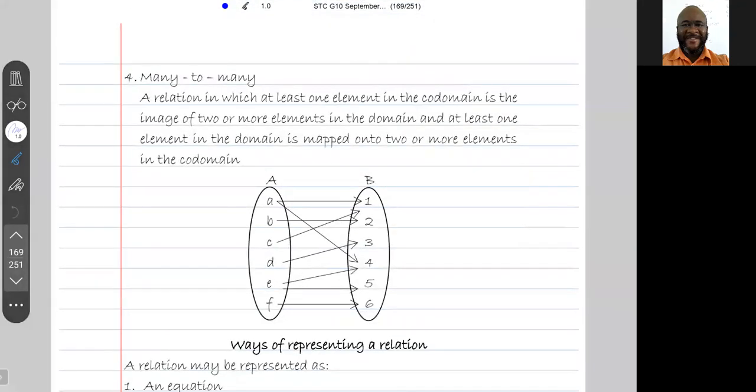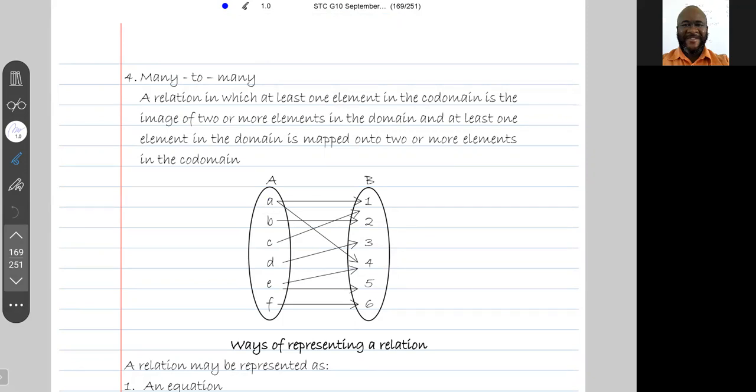Then you have a many to many relation. Now, a relation in which at least one element in the codomain is the image of two or more elements in the domain, and at least one element in the domain is mapped onto two or more elements in the codomain. In other words, many to many mapping is a combination of the one to many and the many to one. A many to many mapping is a combination of the what? One to many and many to one mapping.